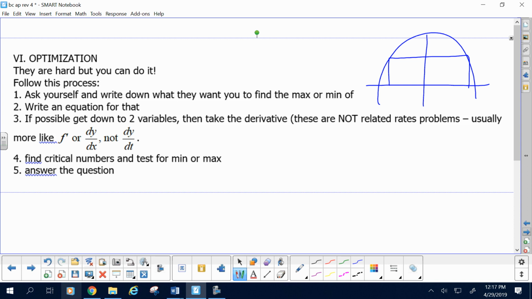Make sure in these that you're not differentiating with respect to time. You're just saying, how does the area change with different x's? So it's dy/dx or dA/dx. There's no time component to optimization. Sometimes people think because they're all word problems that related rates and optimization are the same. They're not the same. They're very different.